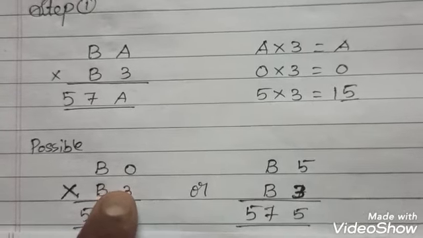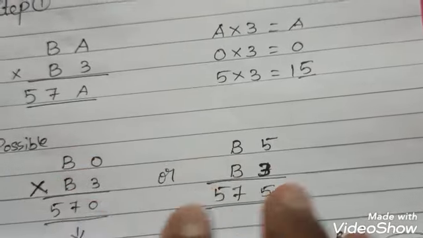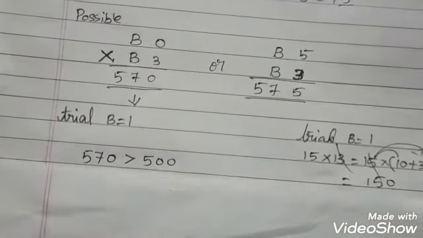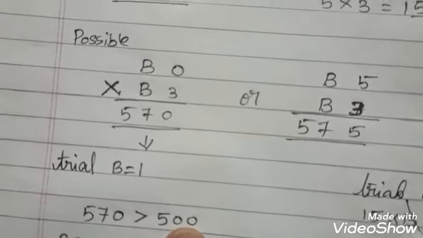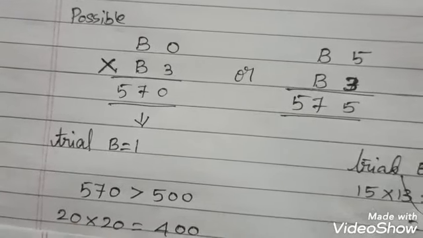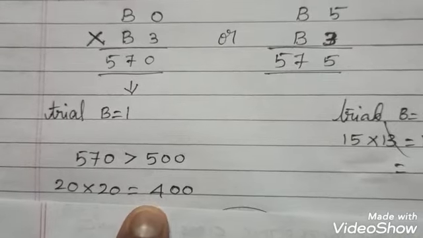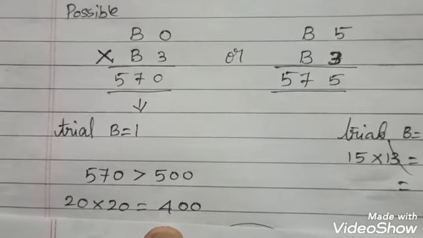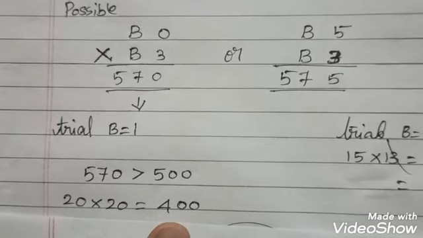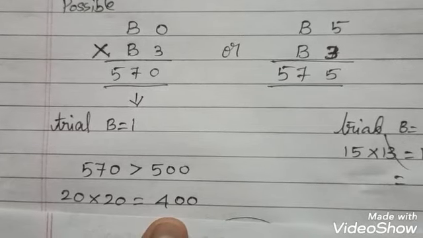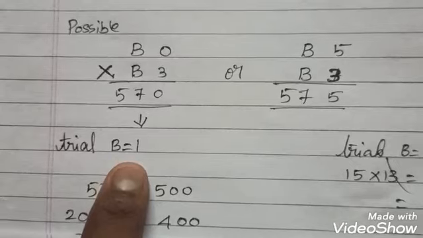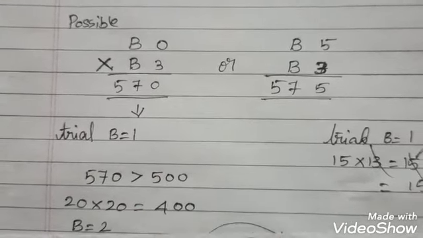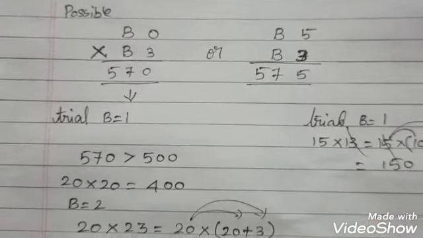So because of this, first I have to check with the trial. First one. So in this clearly you know that 570 is greater than 500. So 20 into 20 is equal to 400, it is at most near to 500. So it is only less than 500. But if you take 30 into 30, 900. So it is less than 500. Because of that, the first trial I have to take 2.